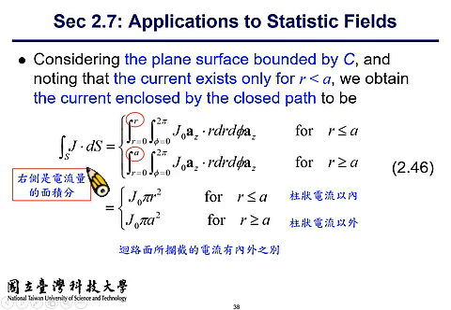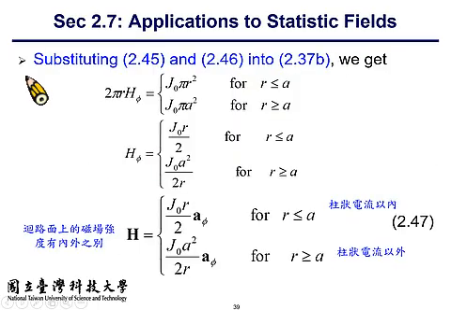And combining the solution of the two calculations toward integration, you end up with the expression for H phi, which can be expressed as J sub 0 r divided by 2 for r smaller than a, and J sub 0 a squared divided by 2r for r greater than a. So you have this result.